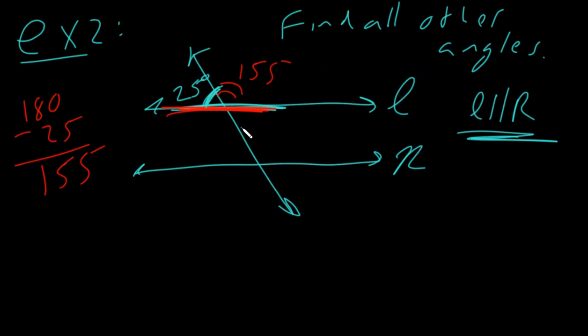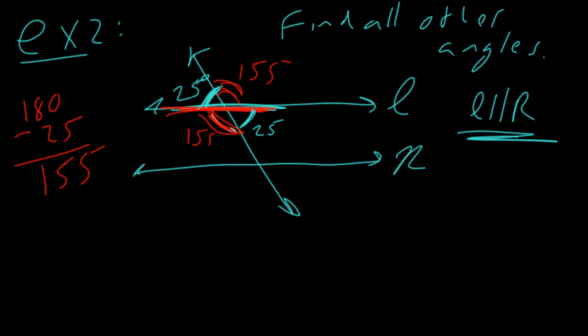Look, I know that that is a vertical angle to that, and we know that vertical angles are congruent. So if this is 25, then this must be 25. And the same thing applies here. If this is 155, its vertical angle must also be 155.